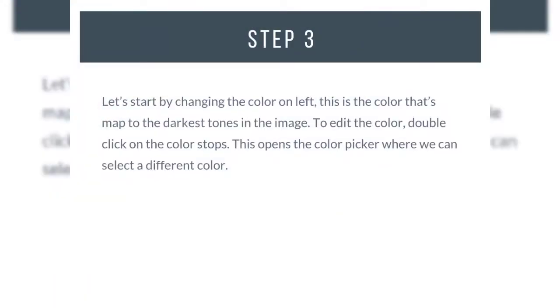Step 3. Let's start by changing the color on the left. This is the color that's mapped to the darkest tones in the image. To edit the color, double-click on the color stop. This opens the color picker where we can select a different color.